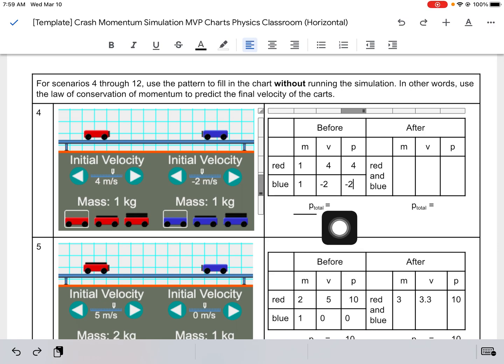Next, we're going to fill in the total momentum down here. We know that the momentum of the red car is 4. The momentum of the blue car is -2. Then the total, we just add them up. 4 plus -2, that's 2.